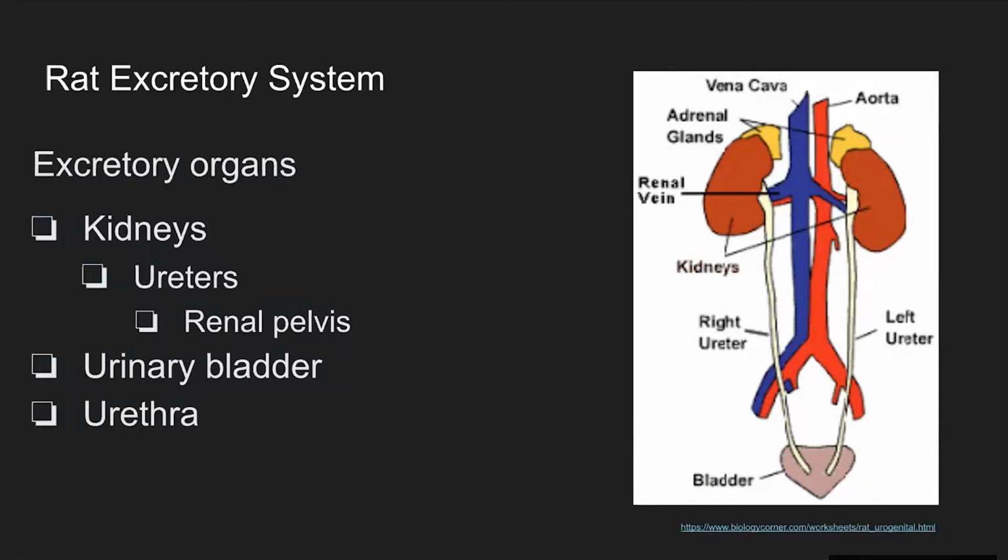As waste is processed in the kidney, it is moved out by way of the renal pelvis, which is the starting point of the ureters. These ureters move the urine to the bladder, and it is stored there until it is released through the urethra out of the body.